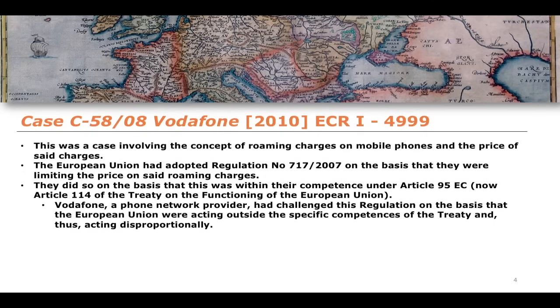But in terms of the proportionality argument, if it was disproportional, it means that they were acting beyond the express wording of the treaty and going beyond what the treaty prescribes as an authority that the European Union has. And so acting disproportionately meant that the regulation would have been unlawful. In reality, like I've just said, the Vodafone case will be talked about in the next lesson as well, because they made arguments on the basis of competence, proportionality, and subsidiarity, which we will get to in the next lesson.